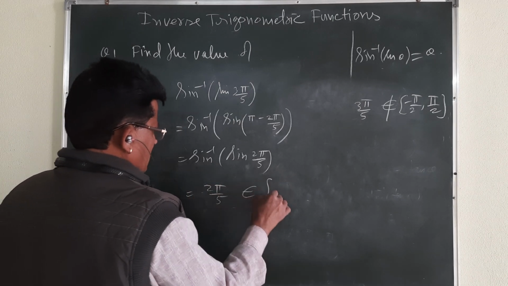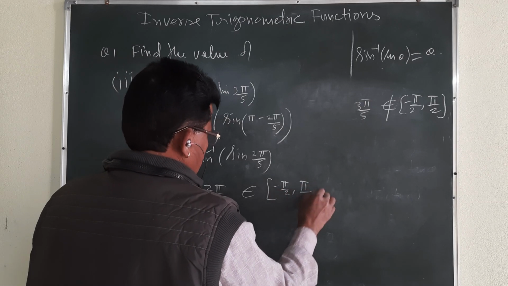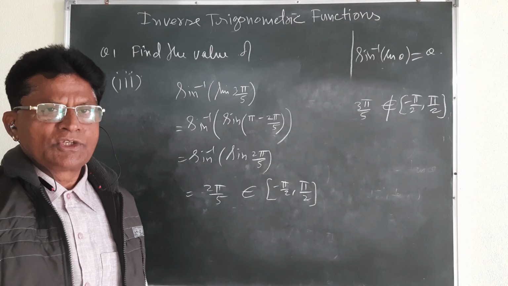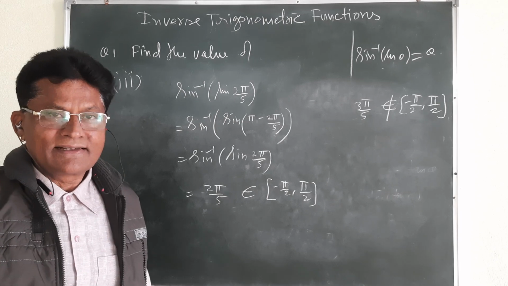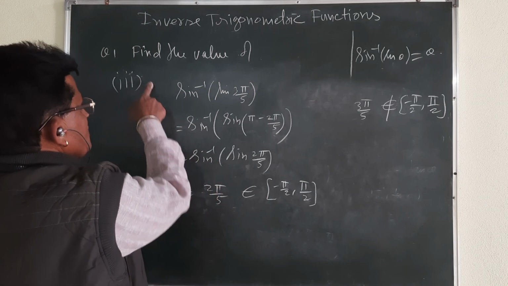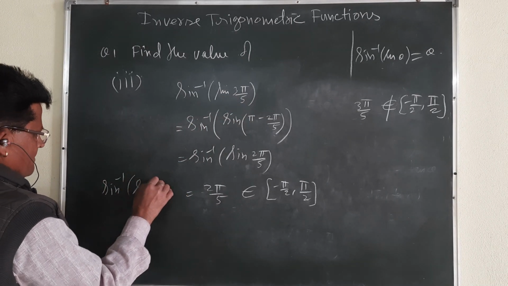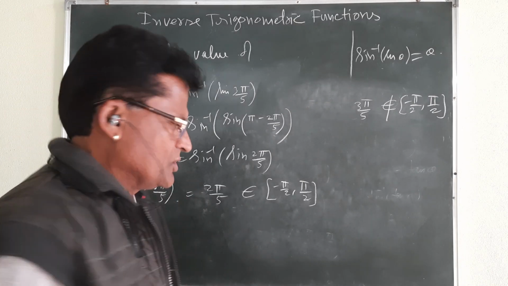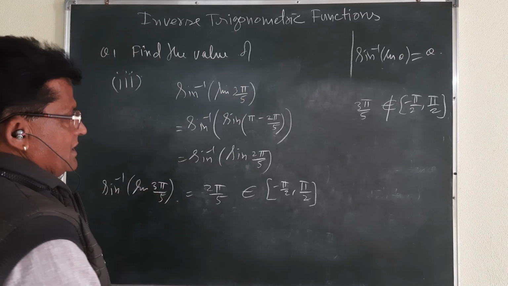Now this will be equal to 2 pi by 5. It belongs to the principal branch of the sine inverse function. 36 into 2 is 72 degrees, which definitely lies in this range. That is why 2 pi by 5 will be the value of sine inverse sine 3 pi by 5. Dear student, I am providing very simple questions so that you will benefit.